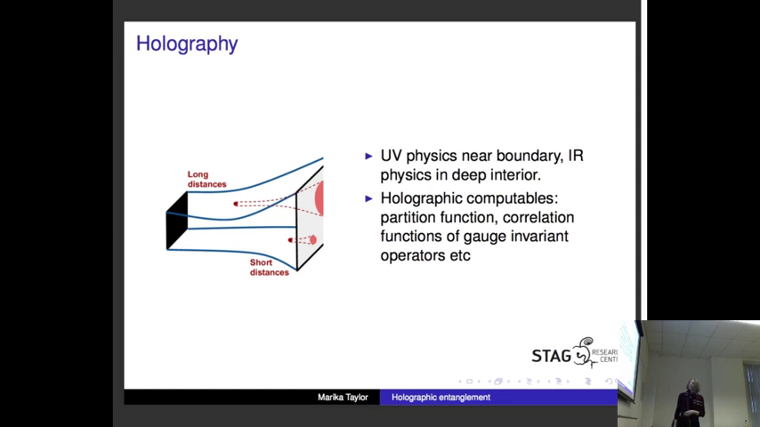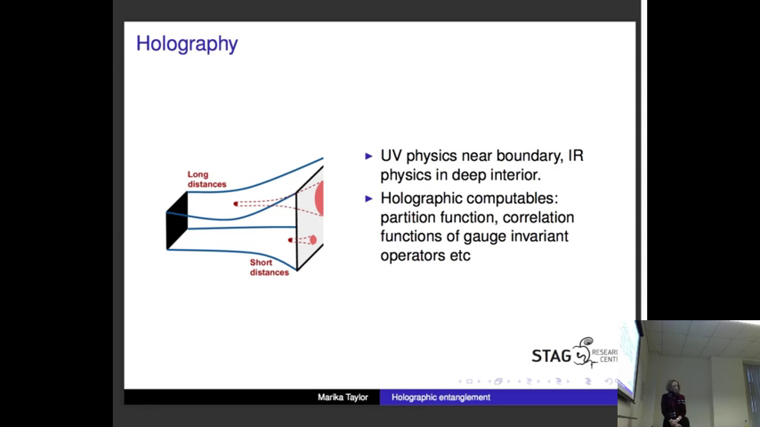Whereas if you're interested in things happening on bigger scales, infrared physics in the quantum field theory, that's going to be much more sensitive to what happens in the deep interior. And so here, we're interested in physics on a bigger scale in the boundary quantum field theory. It can be sensitive to physics right down deep in the interior.